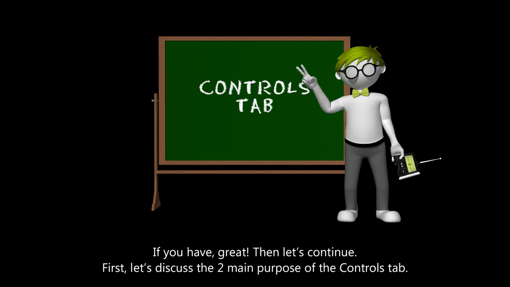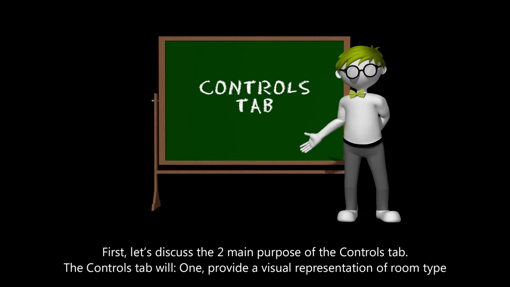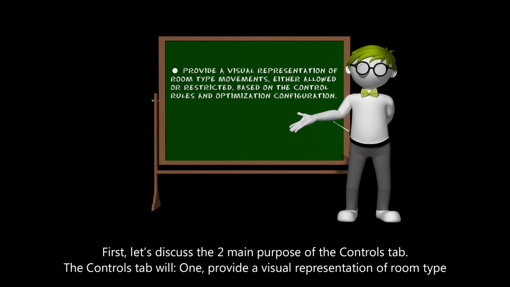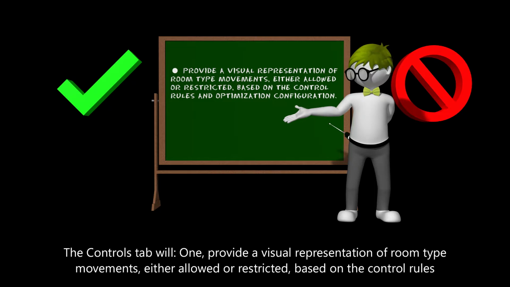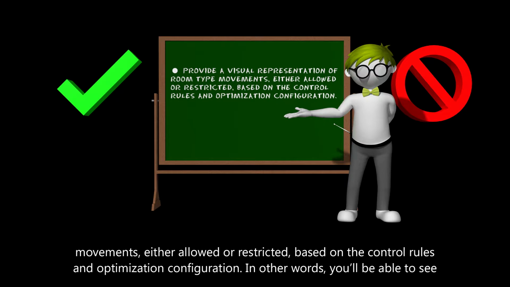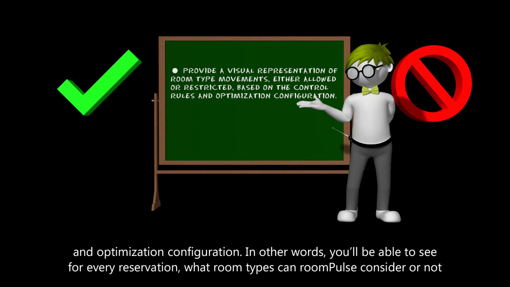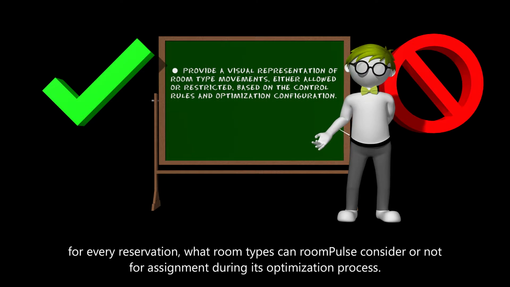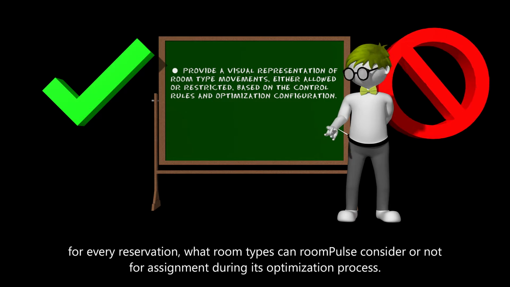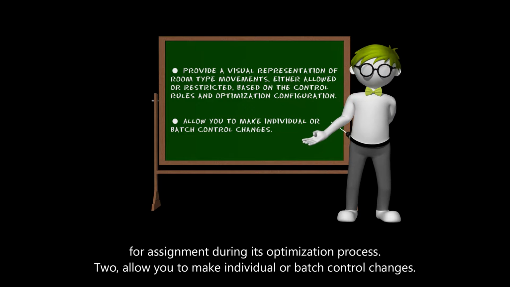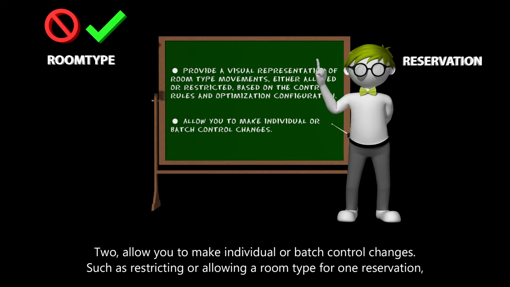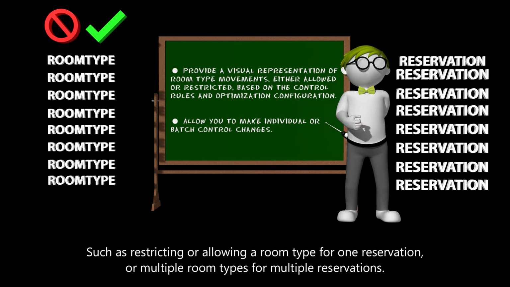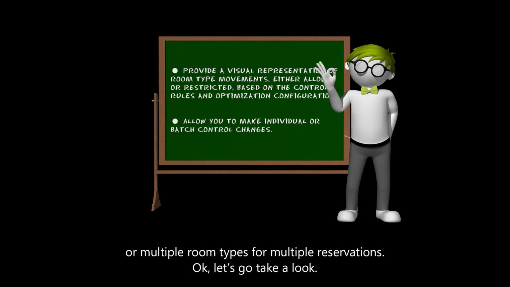First, let's discuss the two main purposes of the controls tab. The controls tab will: 1. Provide a visual representation of room type movements, either allowed or restricted, based on the control rules and optimization configuration. In other words, you'll be able to see for every reservation what room types roomPulse can consider or not for assignment during its optimization process. 2. Allow you to make individual or batch control changes, such as restricting or allowing a room type for one reservation or multiple room types for multiple reservations. Okay, let's go take a look.